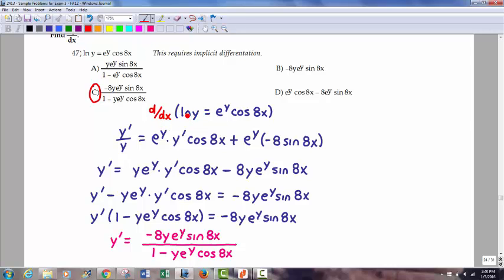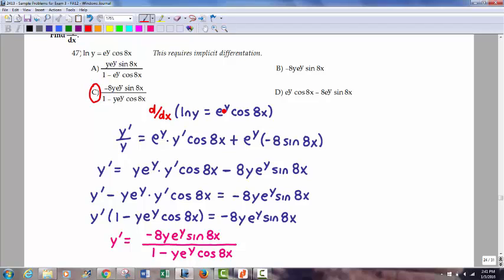So the derivative of ln of y would always be y prime over y. Just like if it was a derivative of ln of u, if it's not x itself, it's basically implicit differentiation, chain rule. So the derivative of ln of u would be u prime over u. So it's y prime over y. On the right side, I have to use the product rule.